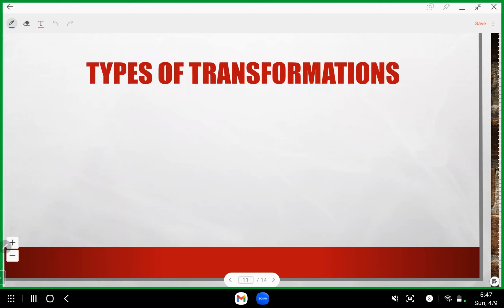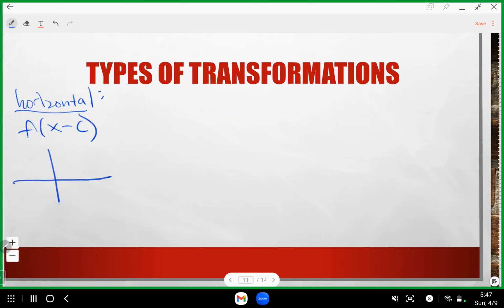So let's look at the types of transformations. Horizontal transformation. This is f of x minus c. F of x minus c is going to be shifted, depending on what c is.